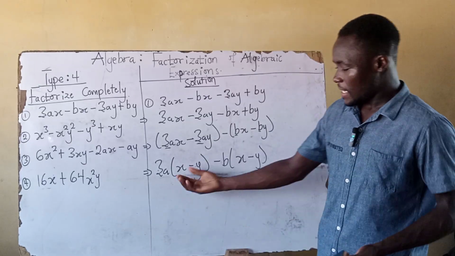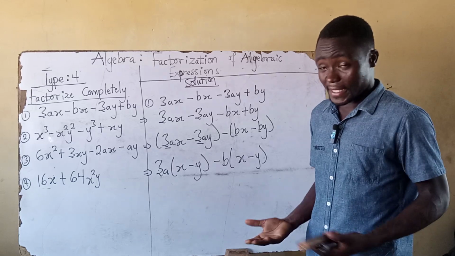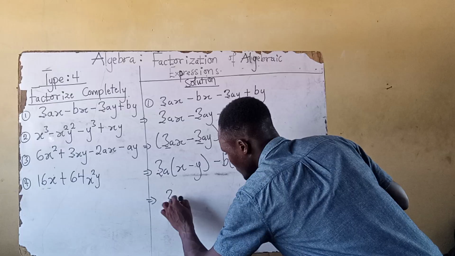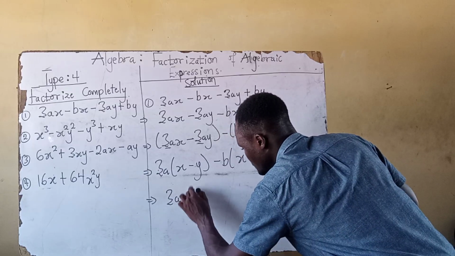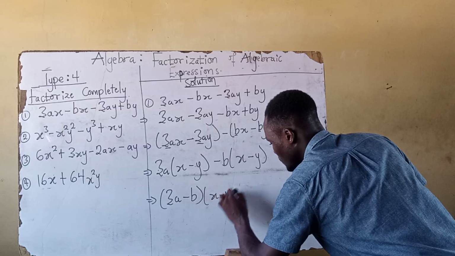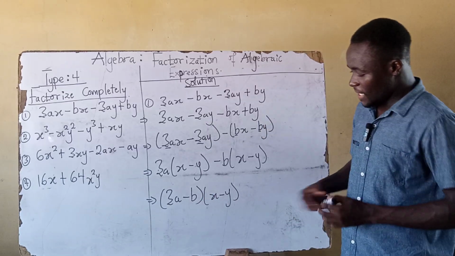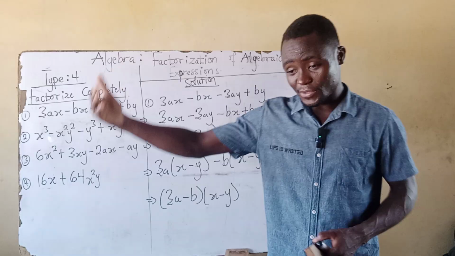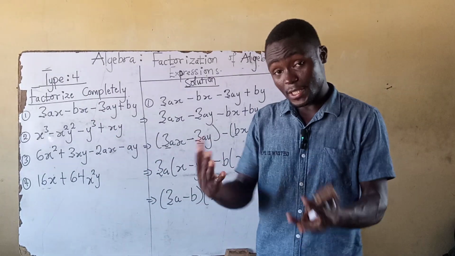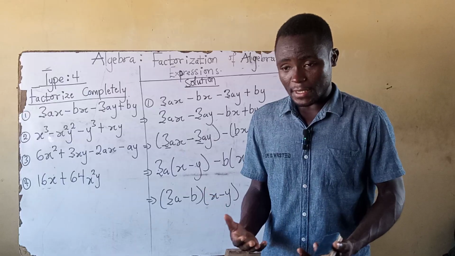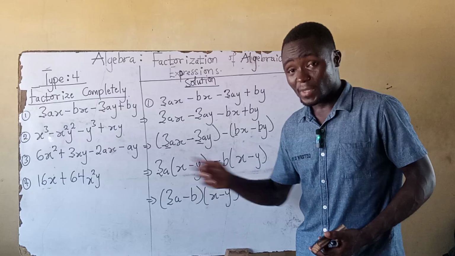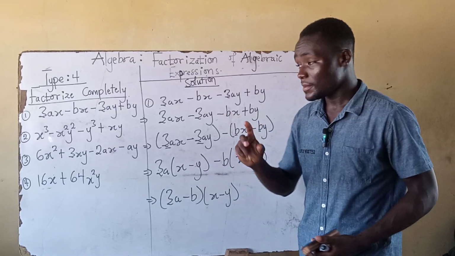Alright? So I can now finalize my answer. Let me pick this side, which is the 3a minus b. Then I have x minus y. So that's what I'm getting. Remember, the first approach, we had the same answer as this. So I want to let you know that whichever way you go about it, you will get the same answer. But the clue is, when you are picking the individual terms as one group, make sure they have something in common. Are you getting me?